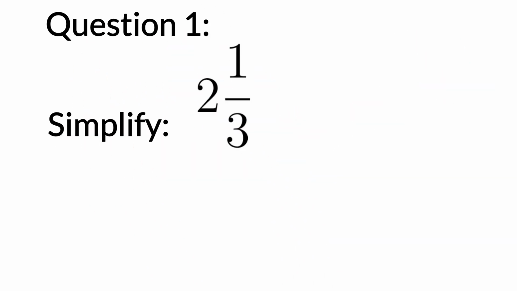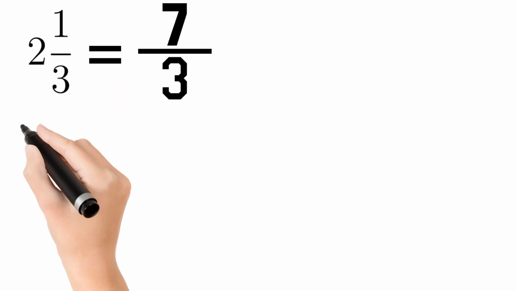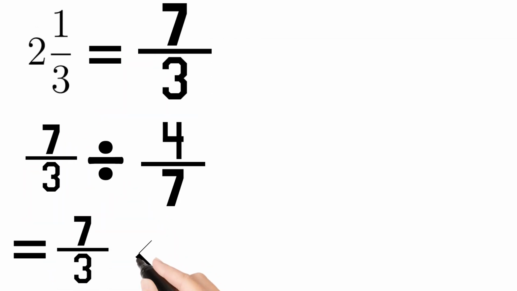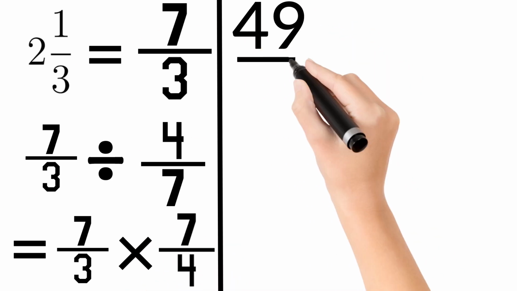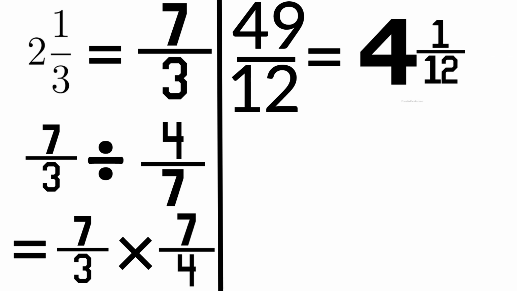Let's solve an exam-style question with a mixed number. First, convert the mixed number to an improper fraction. Then apply keep, change, flip. Multiply and simplify. The final answer is 4 and 1/12.